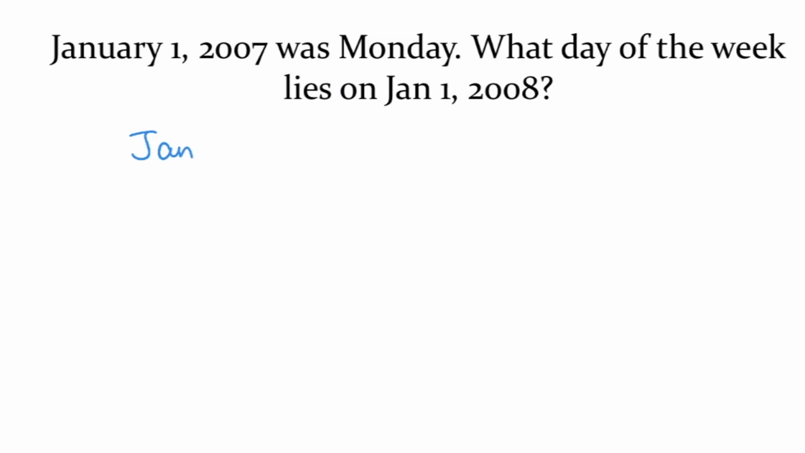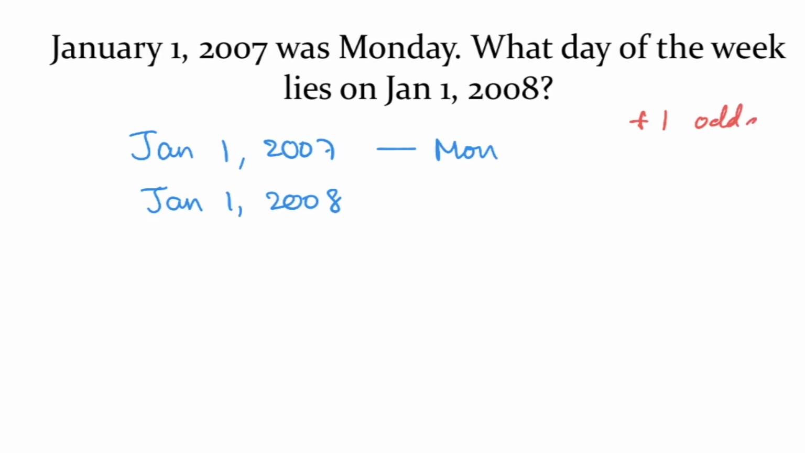January 1st, 2007 was on Monday. What day of the week lies on Jan 1st, 2008? There is exactly 1 year in between. If there is 1 year in between, there can be either one odd day or sometimes 2 odd days. If a leap year is lying in between, we add 2. If there is a non-leap year in between, we add 1.